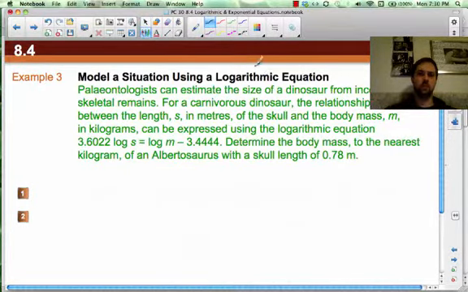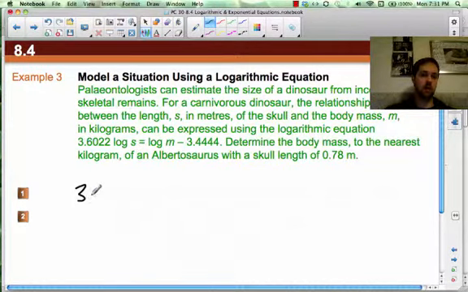So we'll quickly model this situation using a log function. Paleontologists can estimate the size of a dinosaur from incomplete skeletal remains. For a carnivorous dinosaur, the relationship between the length s in meters of the skull and the body mass m in kilograms can be expressed using this equation here. Determine the body mass to the nearest kilogram of an Albertosaurus with a skull length of 0.78 meters. So s is skull length.